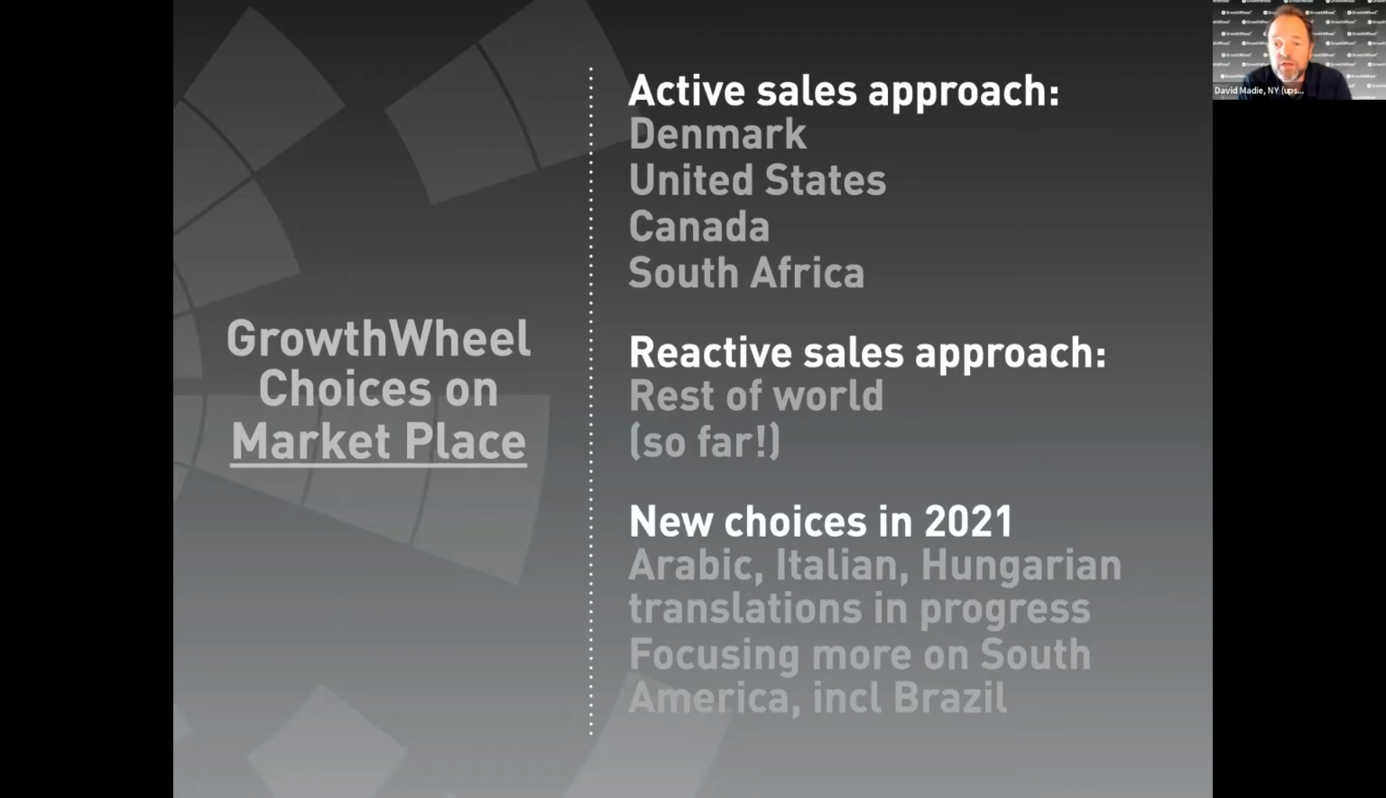Another thing we've done is, of course, translate GrowthWheel into 13 languages. Another strategic choice. So we were more open for business for so many countries, including the Middle East, where we are increasingly also getting more countries, as we are having GrowthWheel available in Arabic now. So yeah, that has been our choice.